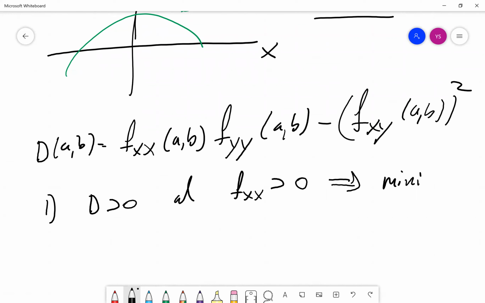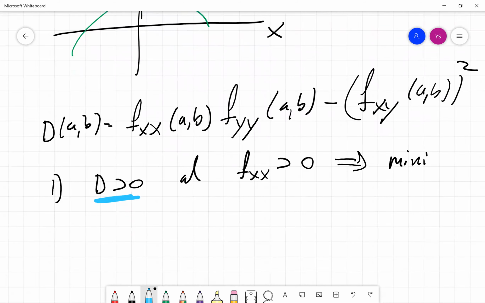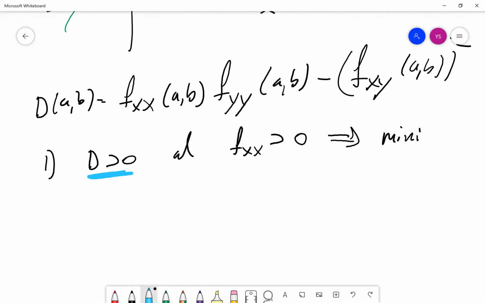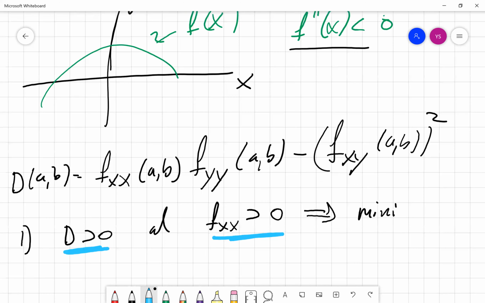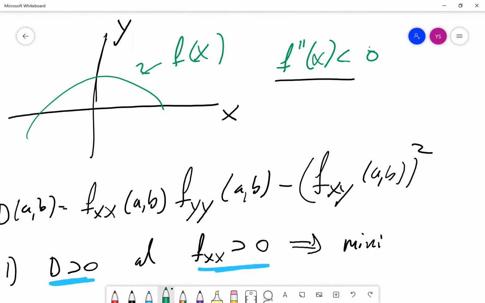So what's a good way to remember this? Well, the first part is this: if D is bigger than 0, you're either a minimum or a maximum. And we'll see in a second what happens if it's less than 0. But if it is bigger than 0, you're either a minimum or a maximum. Now, if this is bigger than 0, it's kind of like your second derivative being bigger than 0.